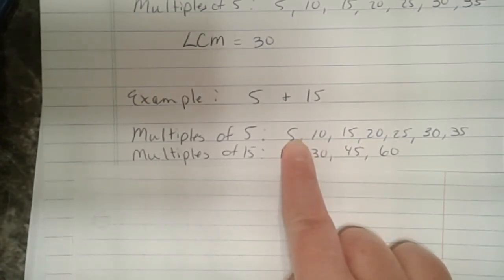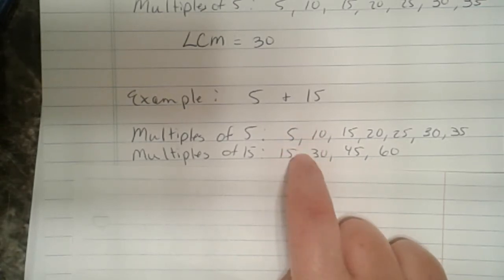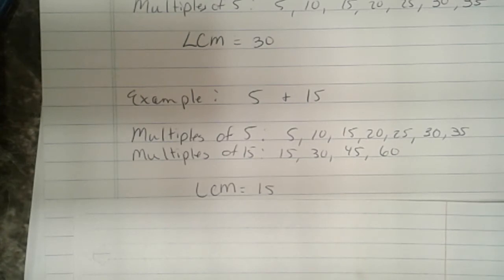So aren't all these multiples of 5? Sure are. However, what does the direction say? It wants the least common multiple. So which one of these numbers does 5 go into that is the smallest of those numbers? And if you said 15, you are correct. The least common multiple of 5 and 15 is 15.